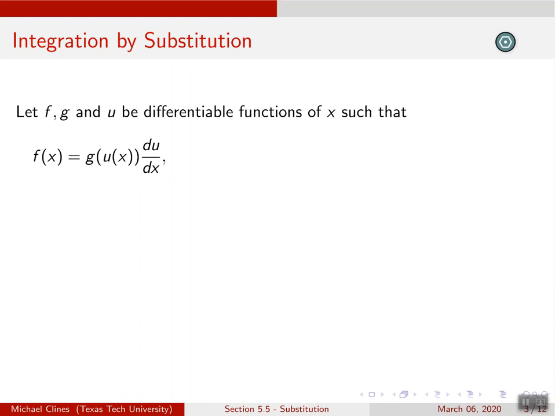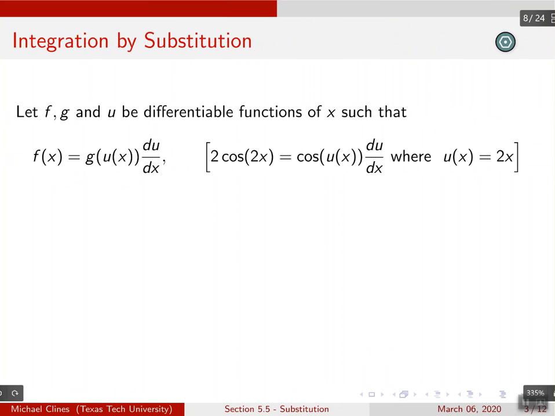So let's tie this into the previous example to see this setup. In the last example, we had our f of x to be 2 cosine of 2x equal to our function g of x, which is just cosine, but evaluated at the function u of x, where u of x is equal to 2x. So here's our f of x, here's our g of x, here's our u of x, and then this 2 right here is going to be our du dx. So essentially, we took an initial function f of x and we broke it up into a composition of functions multiplied by the derivative of the inside.